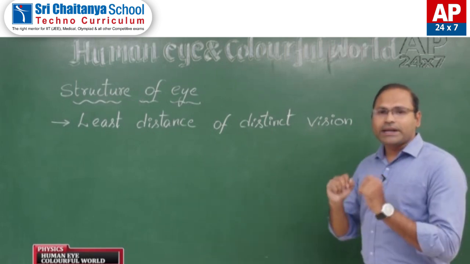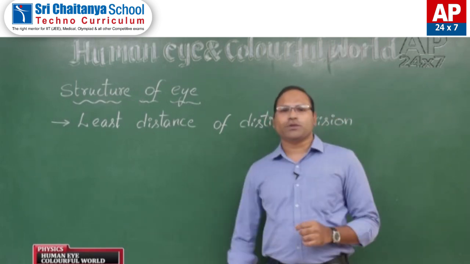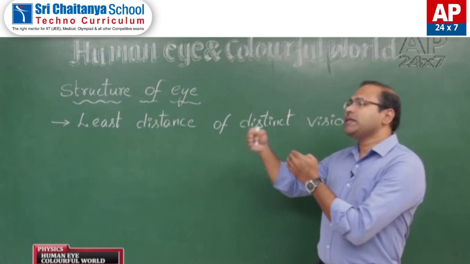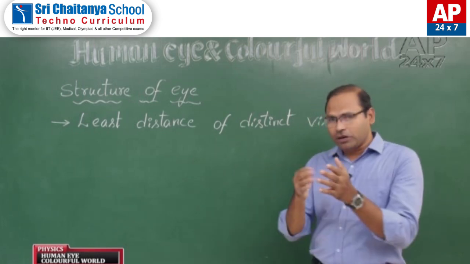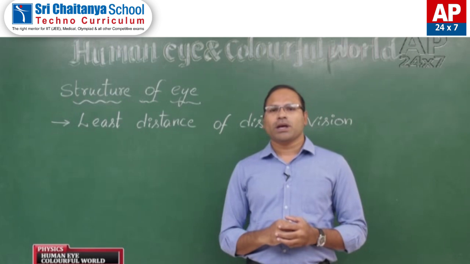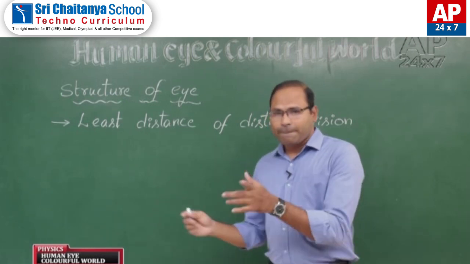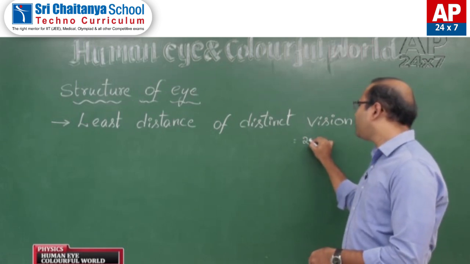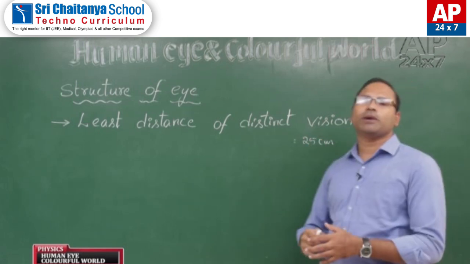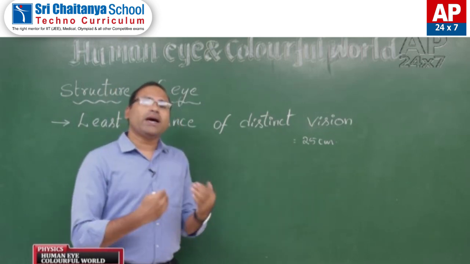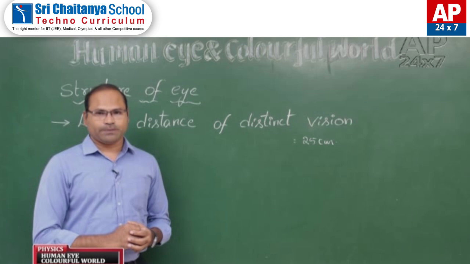So, now let us define the least distance of distinct vision. The minimum distance from the eye to see any object comfortably and clearly is called the least distance of distinct vision. You will find that the value of the least distance of distinct vision is about 25 centimeters for a healthy human eye. And this value of 25 centimeters will vary with age groups.